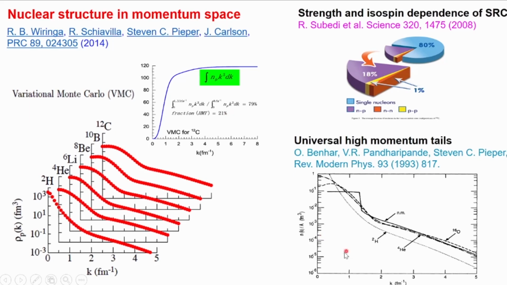If you compare the momentum distribution of nucleons in finite nuclei and nuclear matter, the high momentum tail part remains more or less the same and independent of the nucleus, because this is the short-range correlation. That short-range correlation exists in all nuclei and nuclear matter. It doesn't matter how big the system is, because that short-range part is common. So this gives you a universal high momentum tail.